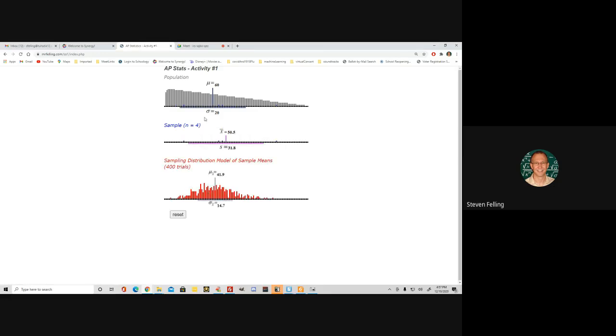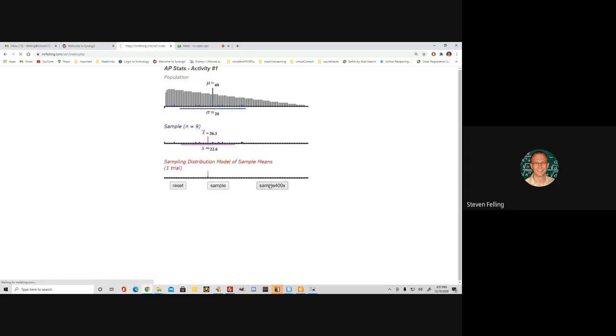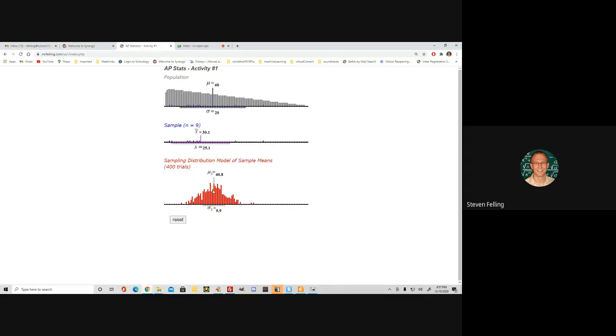So what's happening is the sample size goes up to 4, and the standard deviation is getting smaller, right? But notice what else is happening. This is looking less skewed, right? And if I were to go up to 9, it's going to be even narrower. And it's going to start looking not at all skewed. In fact, it's starting to look like a normal distribution, right?